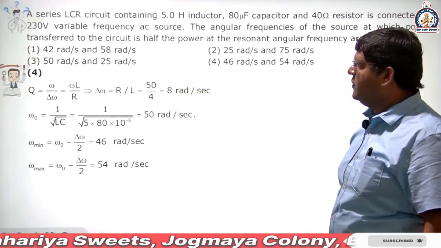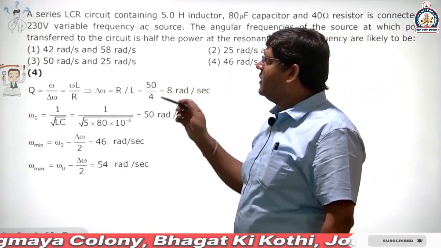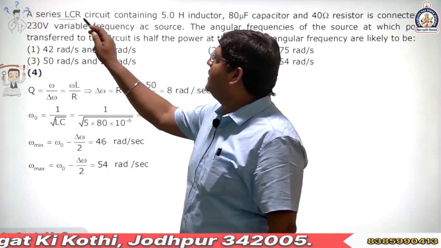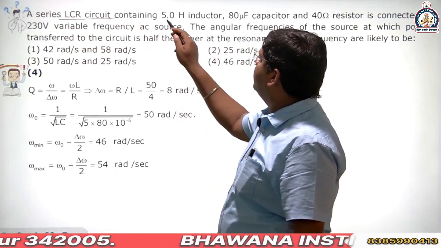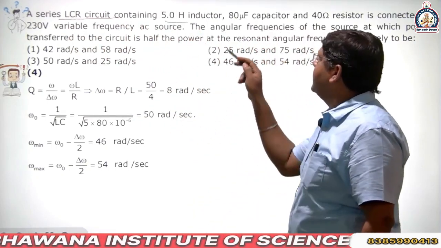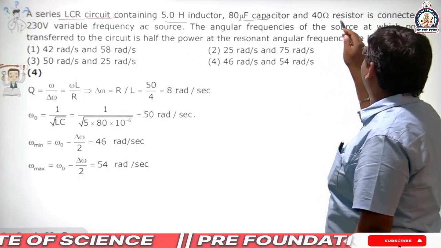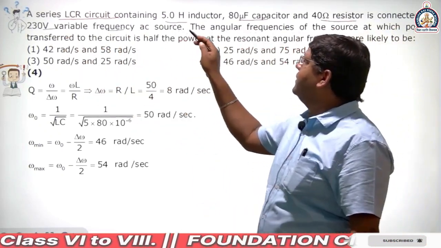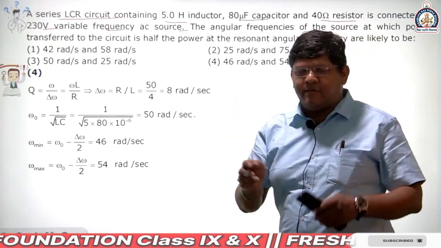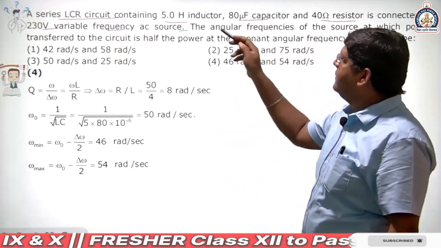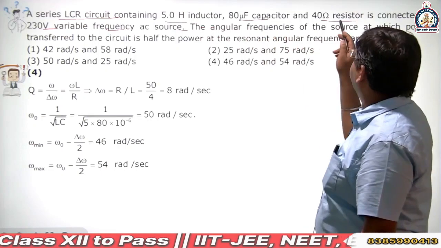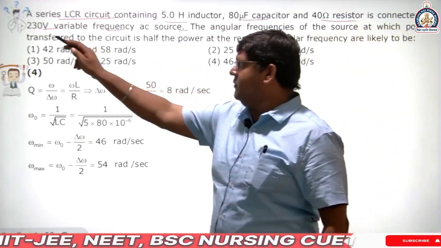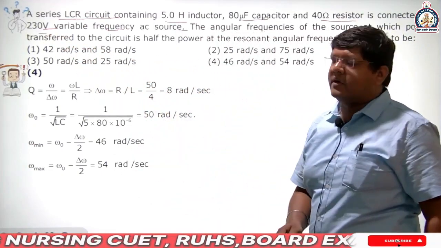Moving to the next question. The next question is from your RLC circuit. The question says: a series RLC circuit containing a 5 henry inductor, 80 microfarad capacitor and 40 ohm resistor is connected to a 230 volt variable frequency AC source. We are provided with an RLC circuit. The values of L, C and R are 5, 80 and 40. The voltage is 230 volt.